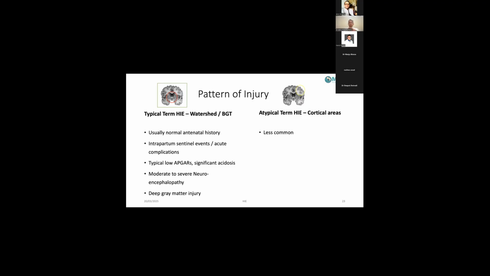In contrast to this, the atypical is less common. There is an antenatal problem all throughout, in the sense of grumbling problems. There will be maternal comorbidities, diabetes or hypertensive mothers, and some kind of grumbling problem throughout the pregnancy. But there's not a single acute event. It is more common in males and in IUGR babies. And in contrast to the typical term HIE, it is mild to moderate. It gets mild to moderate encephalopathy, and it affects the cortical areas, the watershed areas. Right, the area shared by, in this case, the ACA and the MCA.